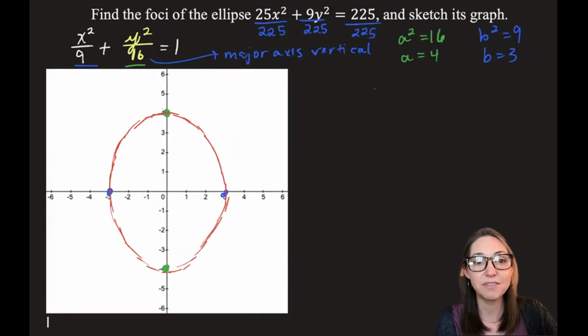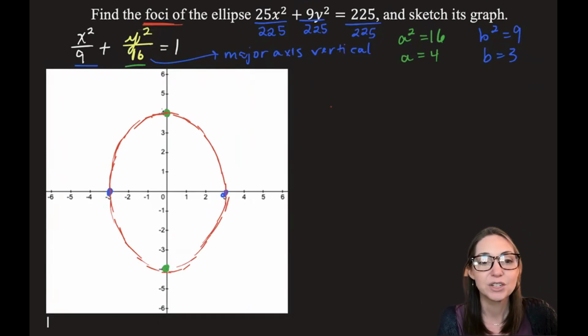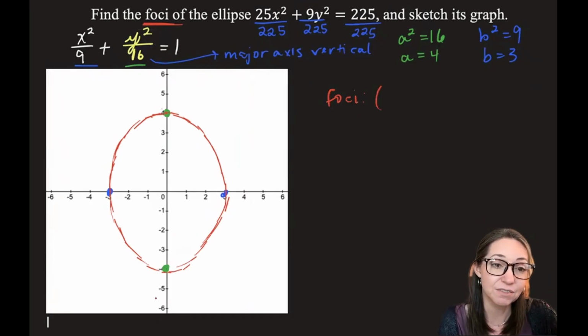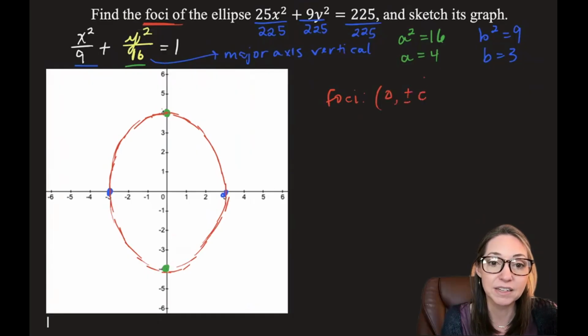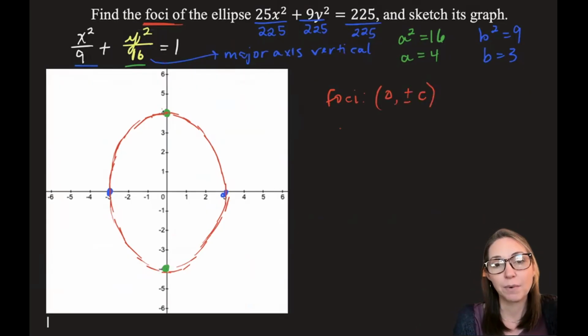Now, the only thing left to find is the foci. The first thing it says, find the foci, right? So on an ellipse, we can use the special relationship between A, B, and C, knowing that if it's got a major axis that's vertical, right, then the foci are on that y-axis. So we're at the point 0, comma, plus or minus C, and we know that C squared is equal to A squared minus B squared, and that was derived in a prior video.